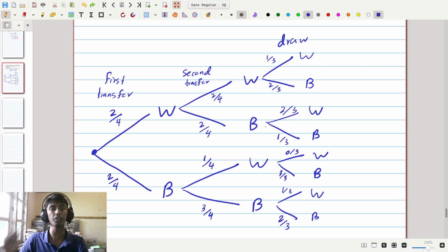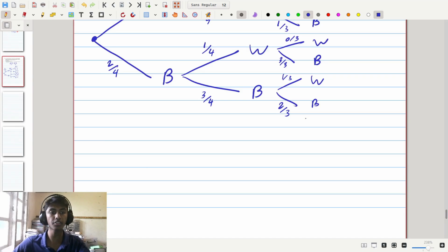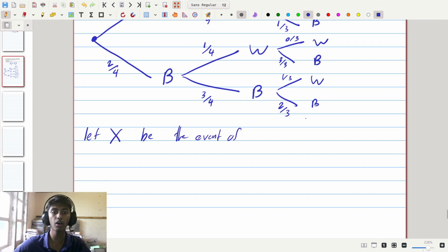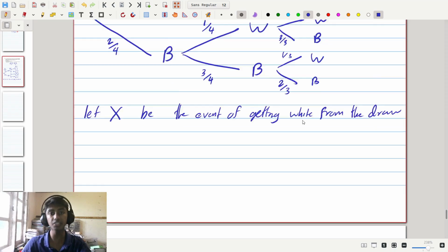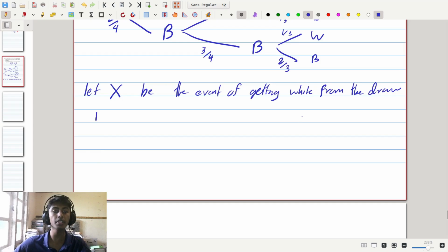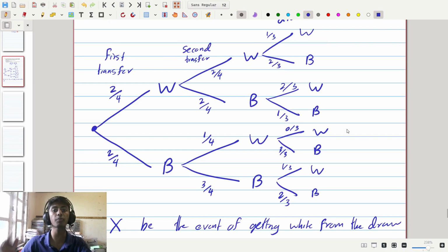In this situation, we can go down and say, let event X be the event of getting white from the draw. What we're interested in is the probability of that happening, which is the probability of event X. The probability of event X is the sum of the probabilities of all of the individual events that will get us white. So we have this event, this event, this event, and this event.